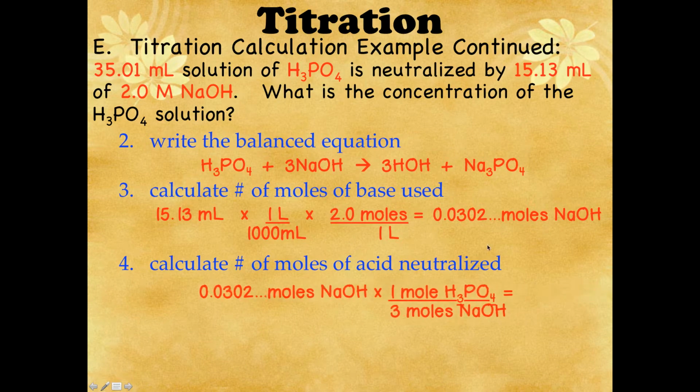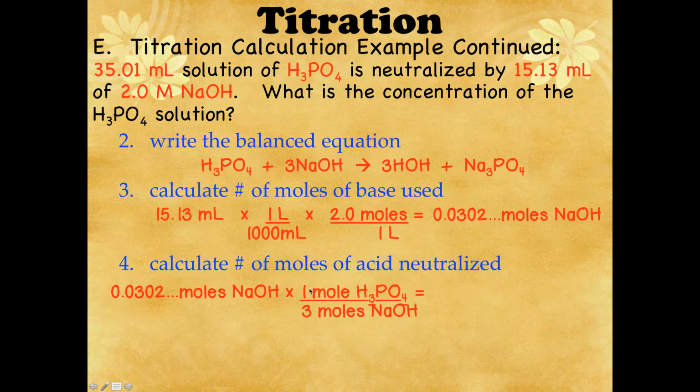So start with this number. The balanced equation says that there's 3 moles of NaOH for every 1 mole of H3PO4. And again, that came from here. Watch where I'm going. The 3 came from this coefficient. The 1 is implied. If there's no number there, there's really 1. So it's a 1-to-3 ratio. So really, I take this number divided by 3. That gives me my moles of H3PO4.